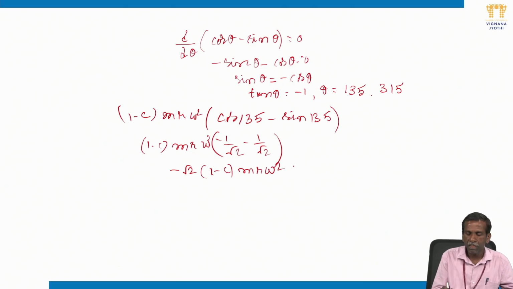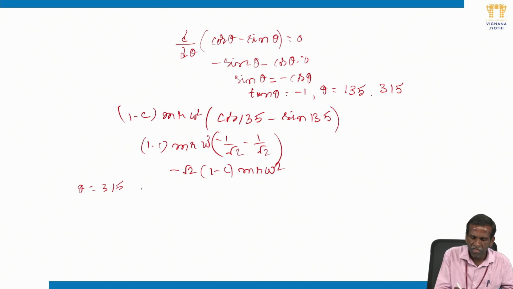Similarly, at theta equal to 315, in a similar way you substitute and see that the maximum magnitude of this tractive effect is (1 minus c) m r omega square, and you will get plus root 2.